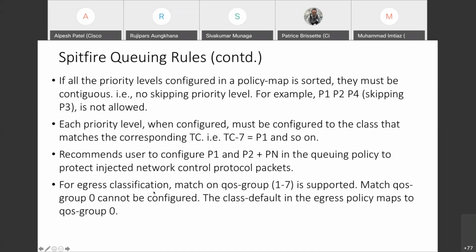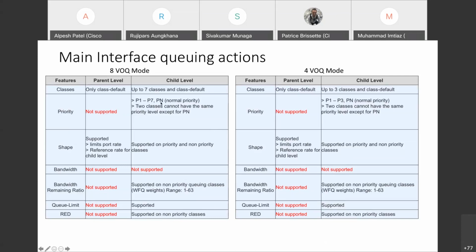For the egress classification, we match on the QoS group. We talked about that in the beginning as well. So match QoS group 0 cannot be configured. That's the default in the egress policy that maps to QoS group 0. So we cannot configure QoS group 0 once we are doing the egress classification. Again, what actions are supported and what's not supported depends on the 8 VOQ model versus the 4 VOQ model. And again, pretty self-explanatory.